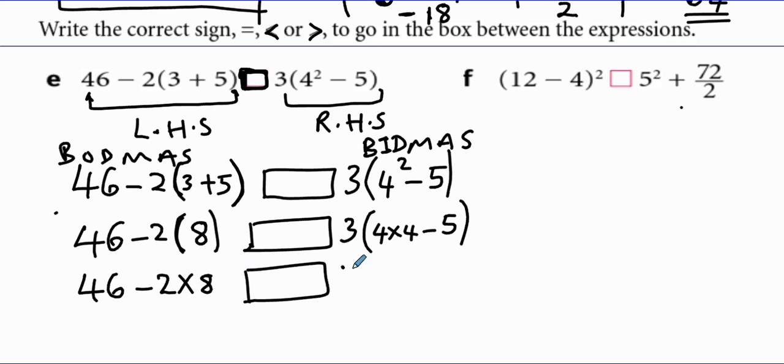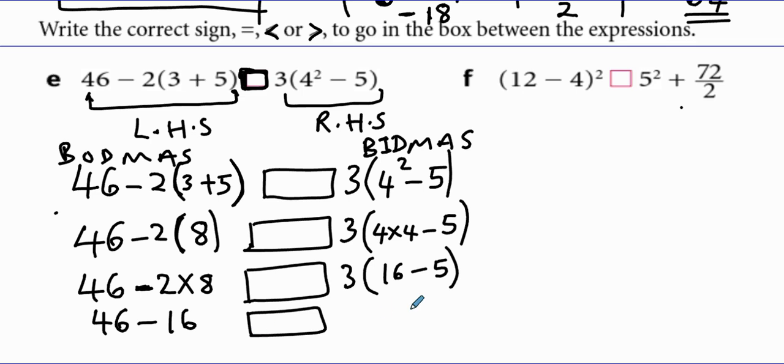And on the right hand side we have 3, 4 times 4, this is 16, minus 5. You see? I'm doing two sides. Left, right. Left, right. Okay. Now, on the left hand side, you can see multiplication and subtraction. So we have to multiply before we subtract. So this will be 46 minus 2 times 8, which is 16. Go to the right hand side. We have brackets. This will be 3, and then 16 minus 5. This will be 11.